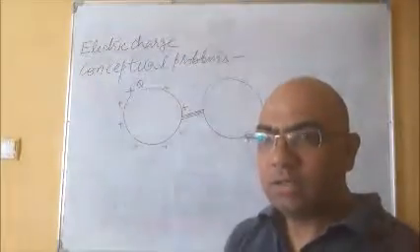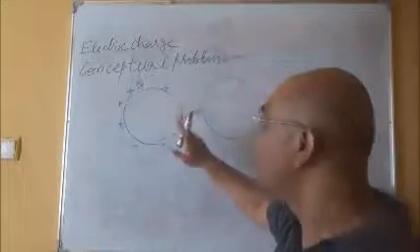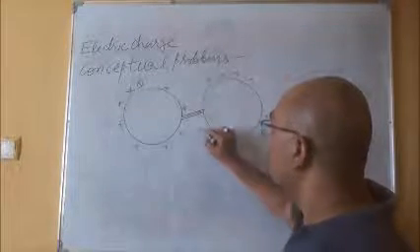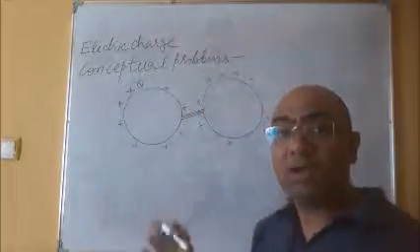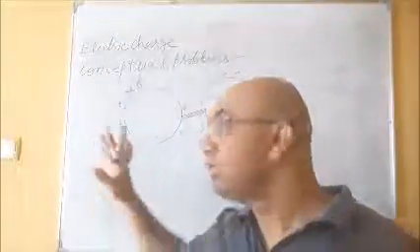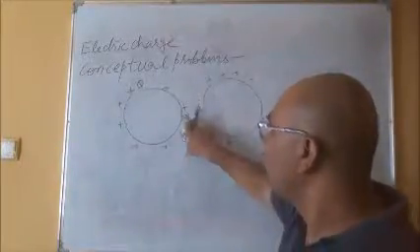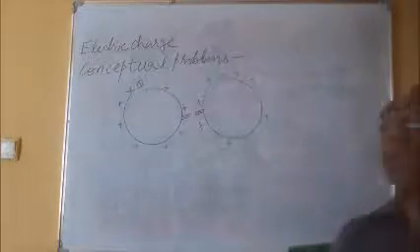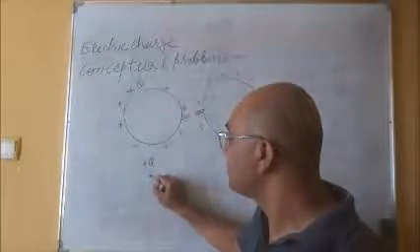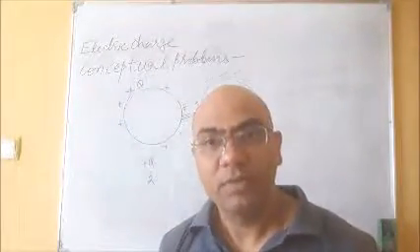Since the plus Q charge is now free to move again, it will move onto this sphere also, and equal charge will be distributed on both surfaces, because the surface areas of both spheres are the same. So if we disconnect these two spheres, the charge on the first sphere is plus Q by 2, and the charge on the second sphere is plus Q by 2.